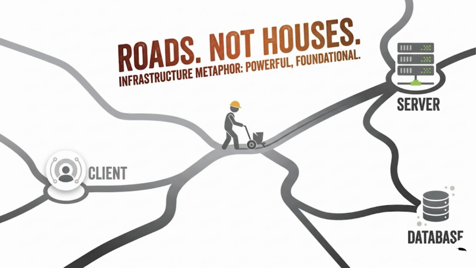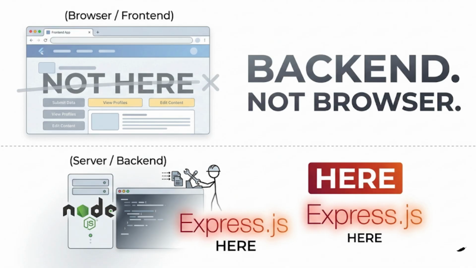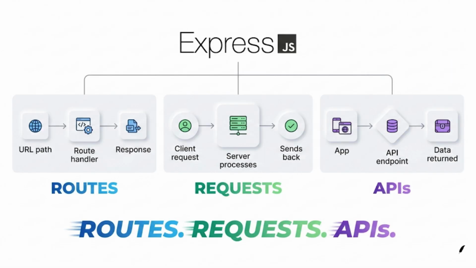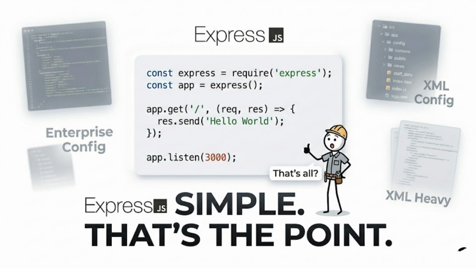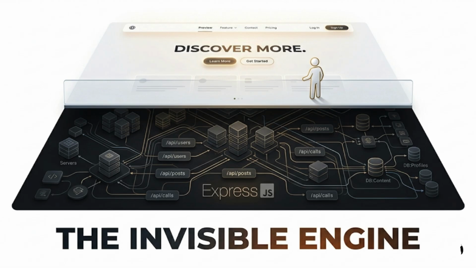Express.js. Imagine you are building roads, not houses. The roads do not create the city by themselves, but they let everything move and connect. Express.js is a backend framework for Node.js, not a browser UI framework. It became one of the most used server-side JavaScript tools. It helps handle routes, requests, and APIs. What makes it different is simplicity. It matters because JavaScript frameworks are not only about buttons and web pages. Some run the server behind everything users never see.